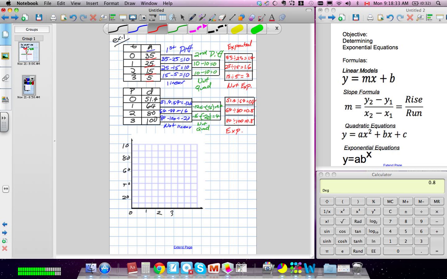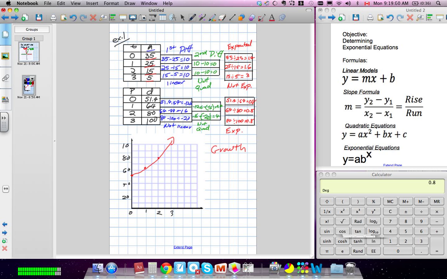Okay, so we have our scale of our graph. I'm going to quickly plot the point. 0 was at 51.4. We're going to say that's roughly there. 1 is at 64. 2 is at 80. And 3 is at 100, even though I wrote the number 10. This is getting larger and larger, so we know it is growth.